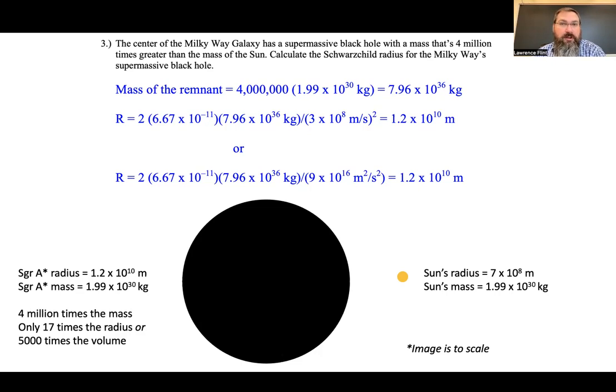So that black circle represents the size of the black hole in the center of our galaxy. It has 4 million times the mass of our sun, which is illustrated by the yellow circle, but it's only 17 times larger in radius, or 5,000 times the volume. So that should be a pretty impressive comparison.